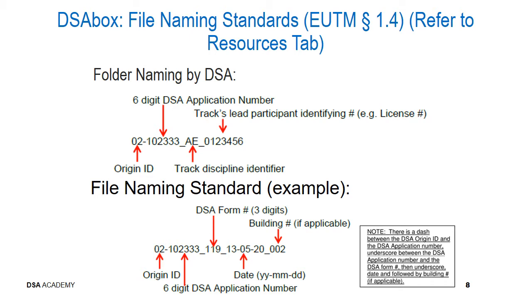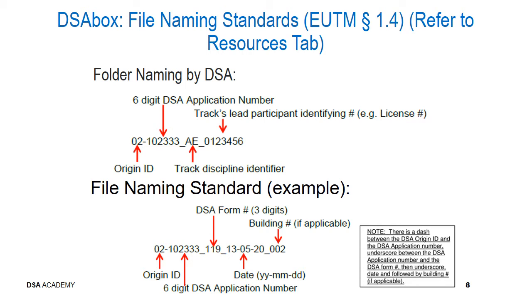You can see that for the folder naming by DSA, there is specific information that helps associate the file with a particular DSA origin, application number, and then the track discipline identifier, and then any other specific information that's associated with that naming that's required to be provided based upon the nature of that file. Again, in the External Users Training module of section 1.4, there's more information about what that is for each of the files or documents being uploaded.